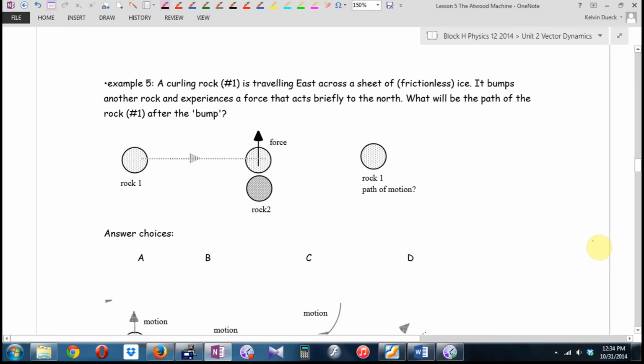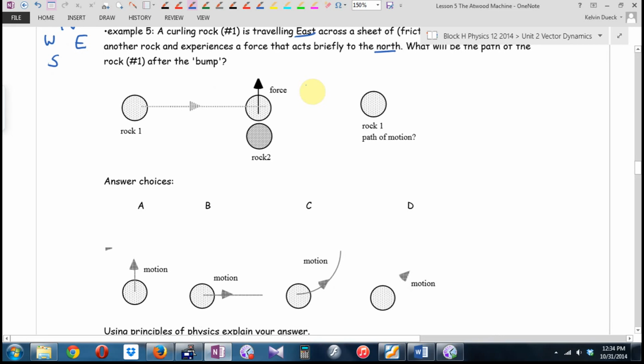A curling rock, rock number 1, is traveling east across a sheet of frictionless ice. It bumps another rock and experiences a force that acts briefly to the north. What will be the path of rock number 1 after the bump? Path A, path B, path C, or path D? By the way, I think path D, I don't know if your paper has it, but I think that arrow is supposed to be connected like that. Because I notice all the other arrows are connected.